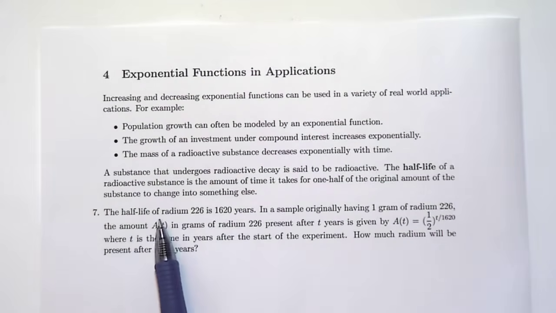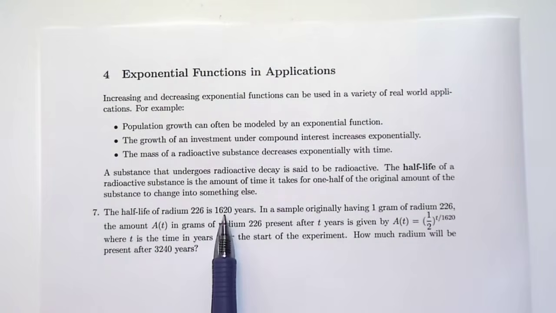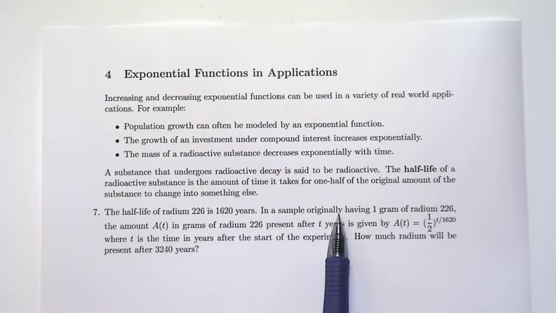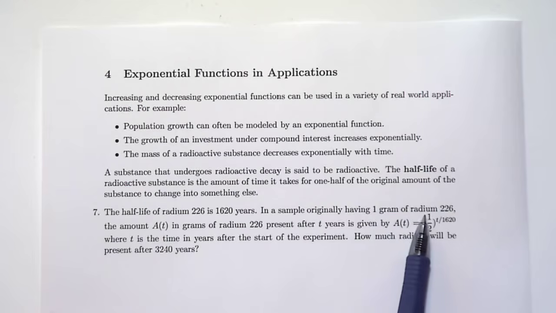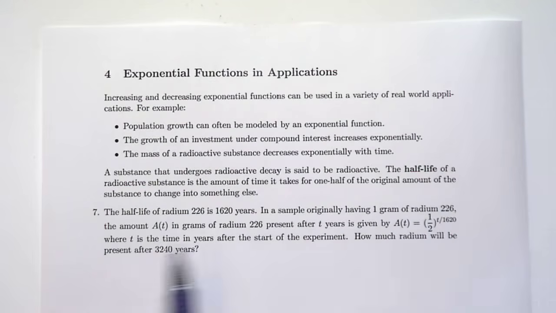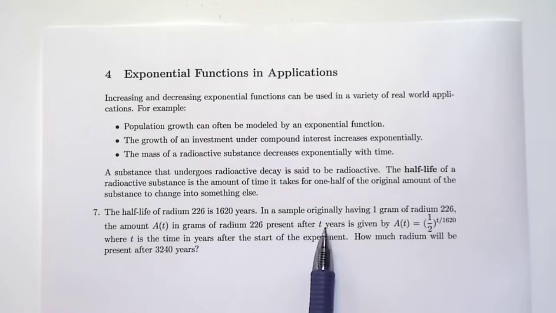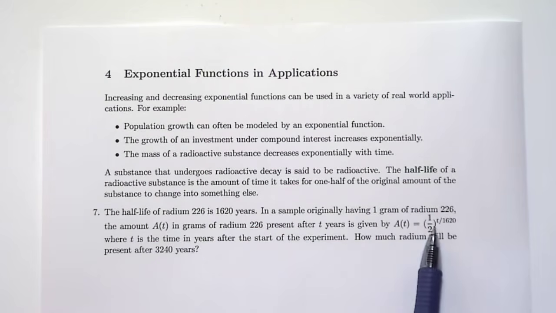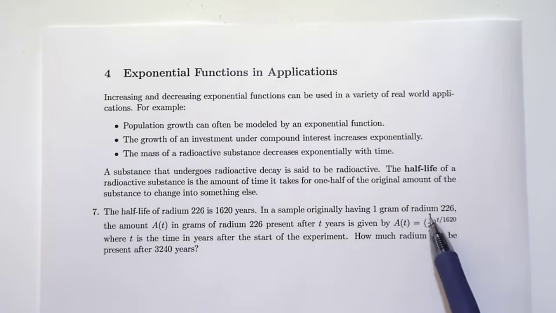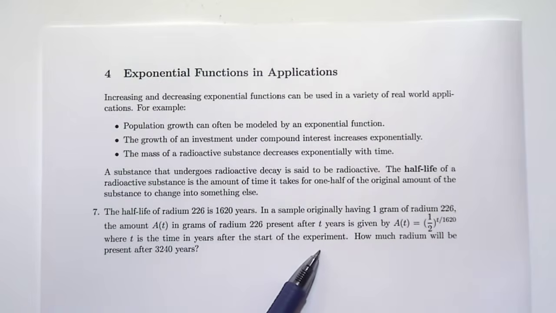All right, so the half-life of radium-226 is 1620 years. In a sample originally having 1 gram of radium-226, the amount in grams of radium-226 present after t years, so our ending amount, is given by this formula. So note this is an exponential function. 1/2 is our base, and our power is t divided by 1620, where t is the time in years at the start of the experiment.